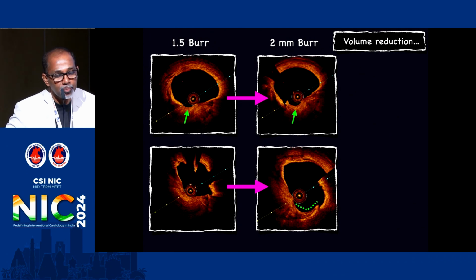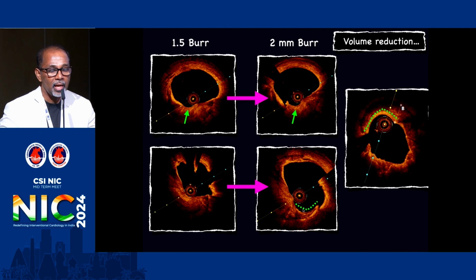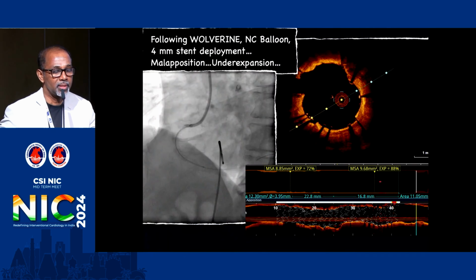Now you could see the repeat OCT. In the first image, there is some shaving off of that particular calcium with the 1.5 millimeter burr, which is better with the 2 millimeter burr. Secondly, here you could see that the 1.5 millimeter burr didn't do much at this particular area. Here, with the 2 millimeter burr, there is some more excavation. And in the last image, with the wire bias, you could see that a significant amount of excavation or volume reduction has been done with the burring.